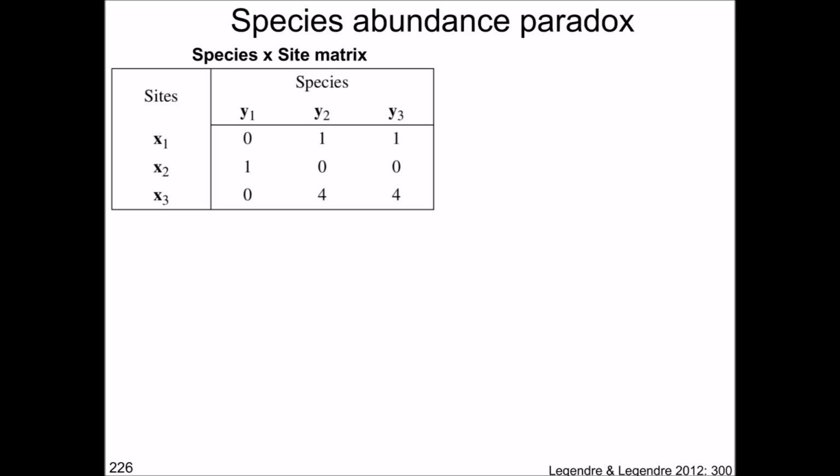You see here a species-site matrix for three species in three sites, and we see that actually site 2 does not share any species with sites x1 and x3, so there is no shared presence of species.